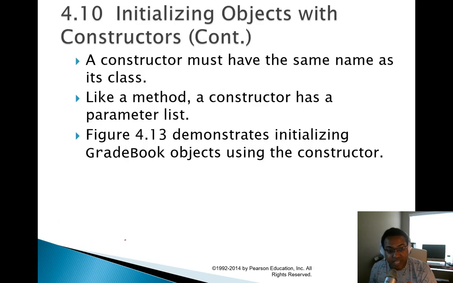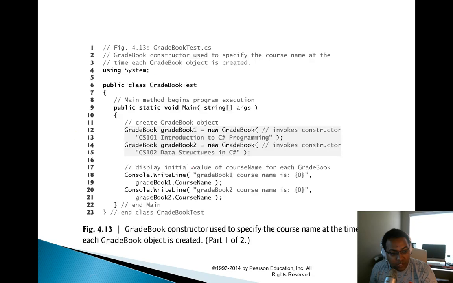A constructor must have the same name as its class. If it's not the same name as the class, or you named it something completely different, it won't work. It'll be a different method. The constructor is the same name as the class. That is the only way the class will know this is my method. Whenever I am called, this method must fire. Like a method, a constructor has a parameter list. And we'll go to the next one to kind of see that.